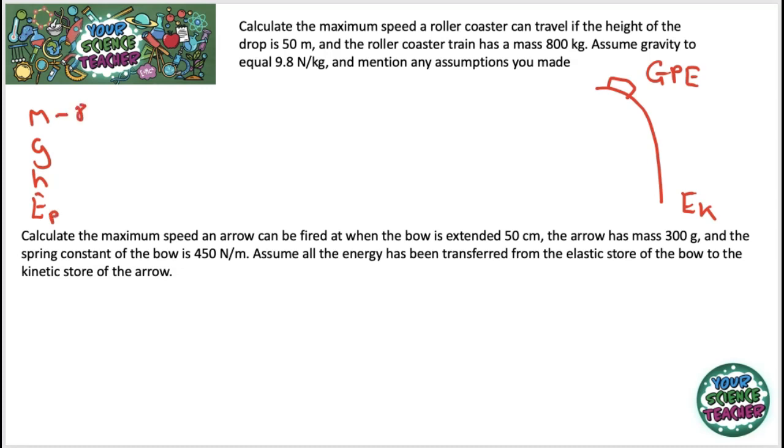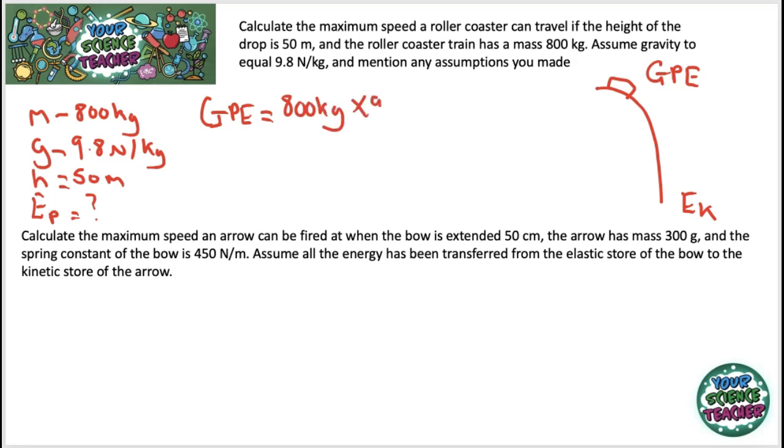So the mass is 800 kilograms, gravity is 9.8 newtons per kilogram, and the height is 50 meters. And gravitational potential energy, or GPE, equals mass times gravity times height, which will be 800 times 9.8 times 50. And that gives me an answer of 392,000 joules.